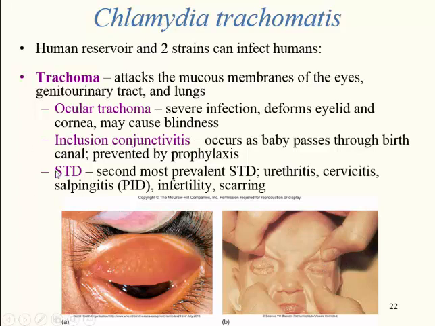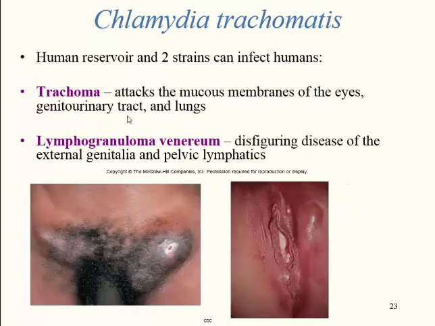The more politically correct term is STI, a sexually transmitted infection, because it's not a disease since it is easily treated with antibiotics. So we are indeed the human reservoir for the transmission of these two strains. The trachoma affects the mucous membranes of the eye, so when we have chlamydia with a trachoma, it is damaging the eyes, genitourinary tract, or lungs.